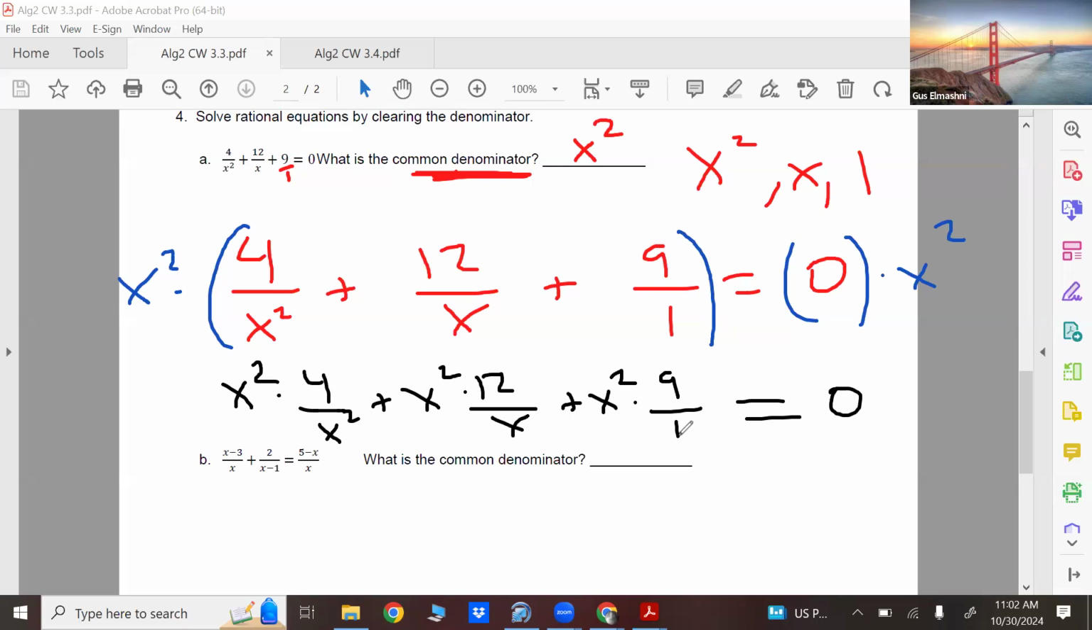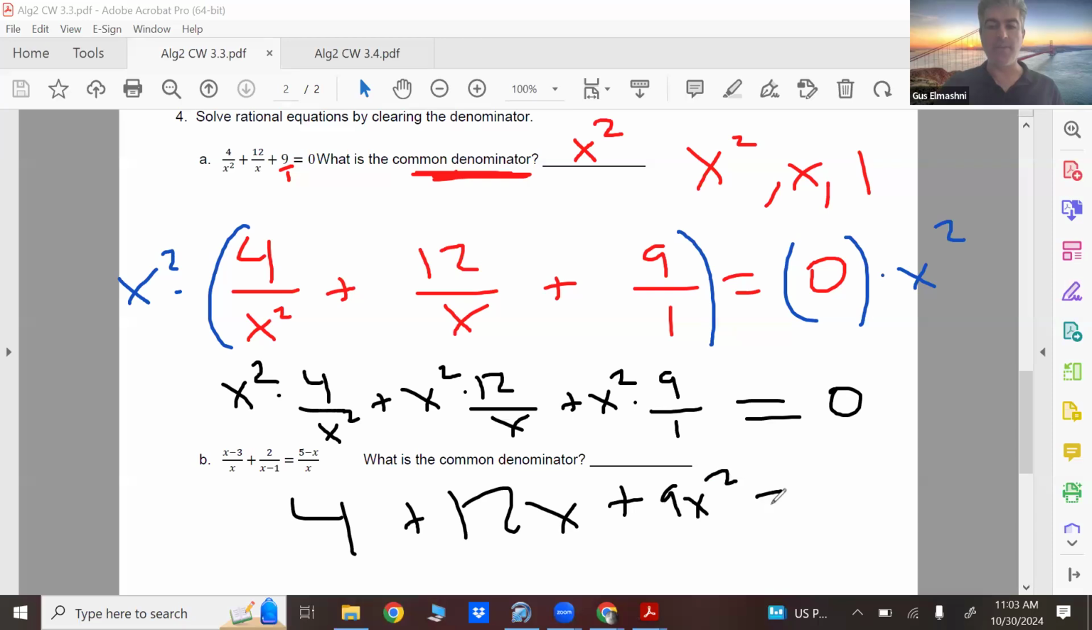Now, look at this over here. X squared times 4 over x squared. So what can happen with x squareds? Yeah, exactly. X squared over x squared, what happens? Cancel again, yes. And then that just becomes what? 9x squared. Yes, good. So you get 4 plus 12x plus 9x squared equals 0. I know you guys can solve this because we did it in the last class.